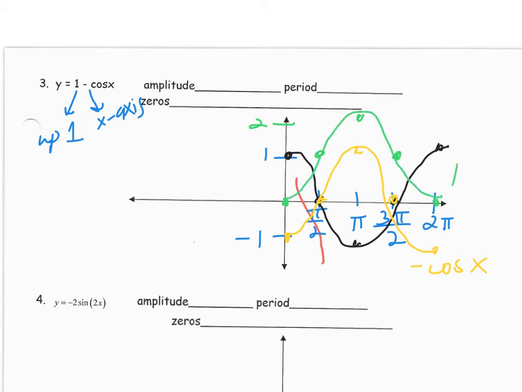So this green guy here is my final answer. Okay, now let's fill in the blanks. Amplitude, remember, it's still from the middle of the graph, so it's still only 1 for this problem. Period is 2 pi, haven't changed that yet. I will in the next problem, but not yet. And the zeros are only 0 and 2 pi.